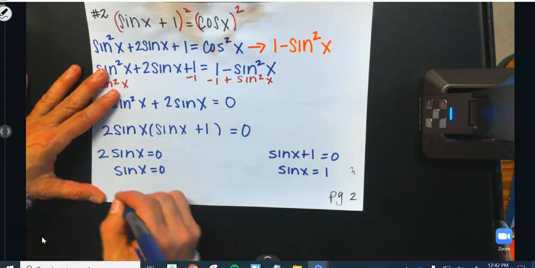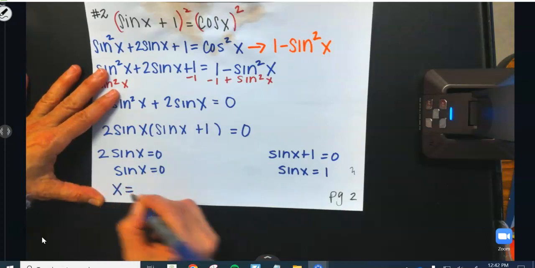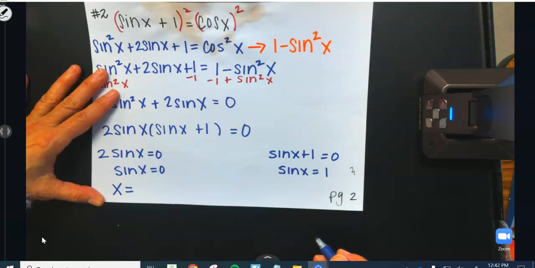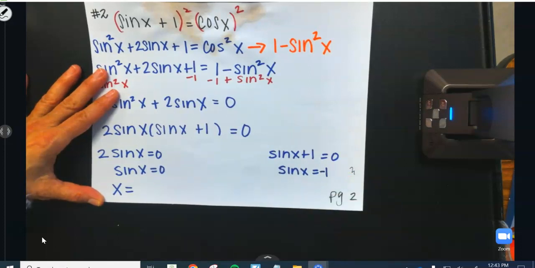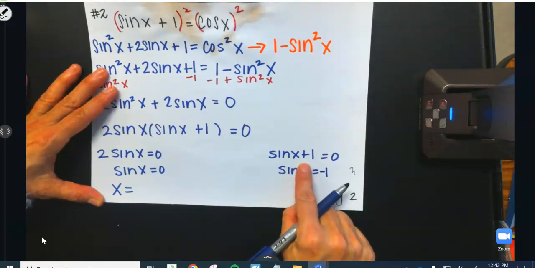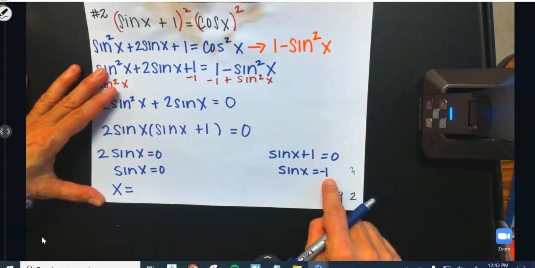Where does sine equal 0? I'm recording. That would have been a nightmare. So if it's positive 1 on this side, it's negative 1 on the other side.